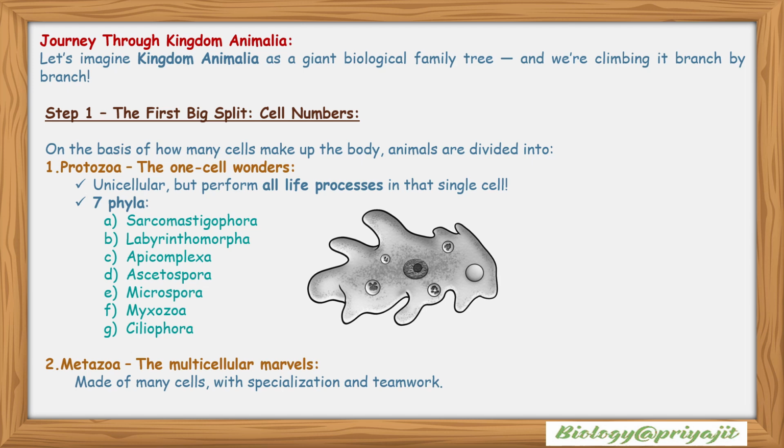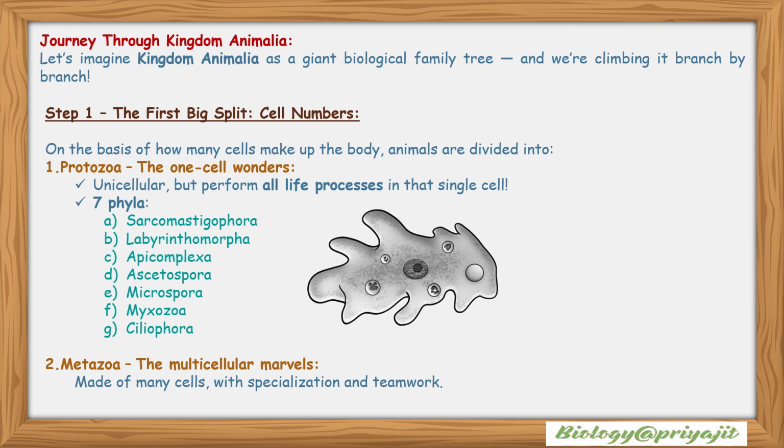Journey through Kingdom Animalia. Let's imagine Kingdom Animalia as a giant biological family tree, and we are climbing its branch by branch. Step 1, the first big split, cell numbers. On the basis of how many cells make up the body, animals can be divided into Protozoa, which are the one cell wonders, that is basically they are unicellular, and the Metazoa, they are multicellular marvels. Protozoa are unicellular, but they perform all life processes in that single cell.